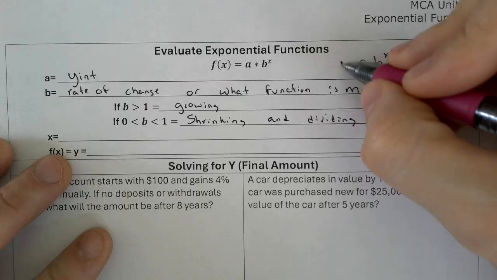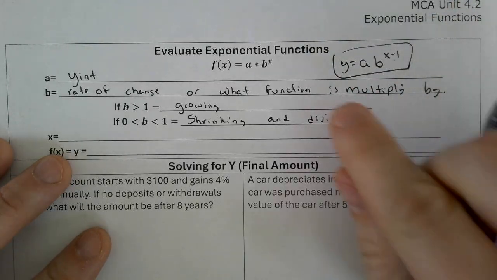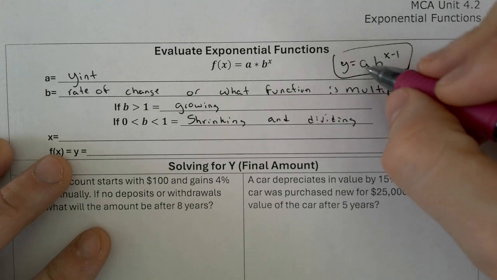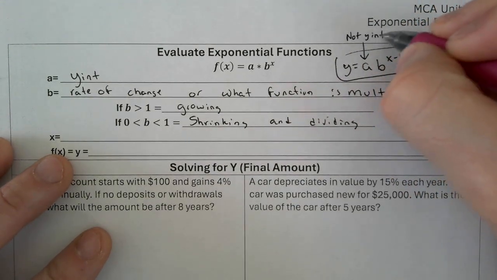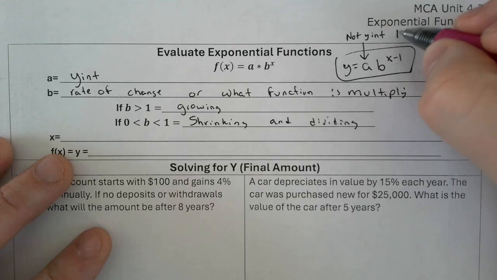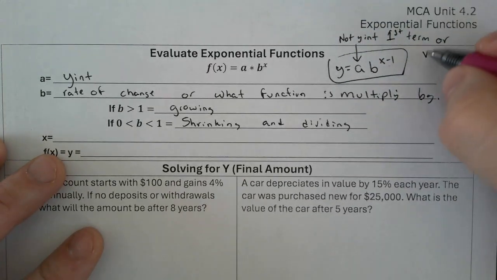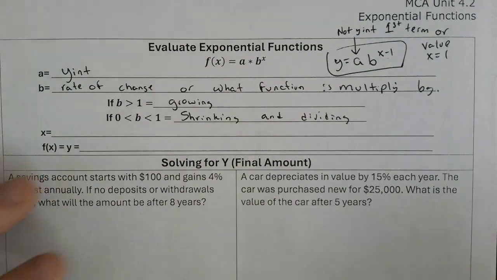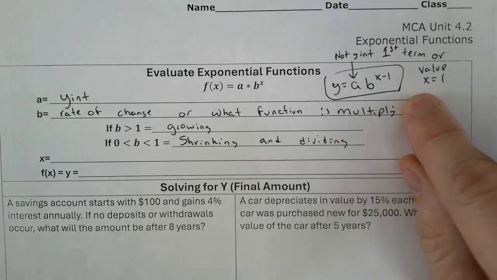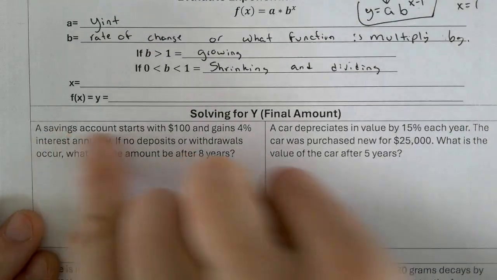Now, I did say that there would be another form over here. If this were the case, the b part would still be true, but this would not be the y-intercept. It would be like your first term or the value when x was equal to 1. Okay, so it's kind of weird. I don't think we're going to get into that one yet, but I did want to give you a full perspective.